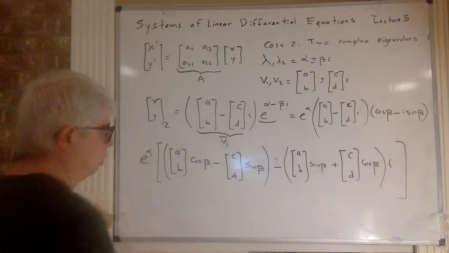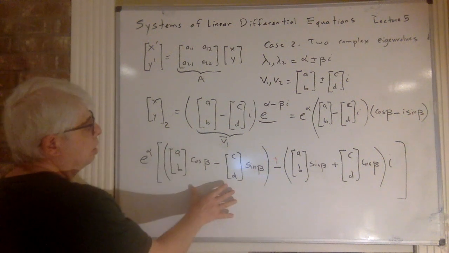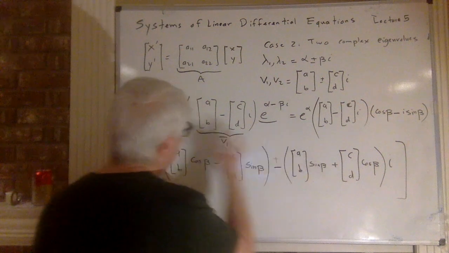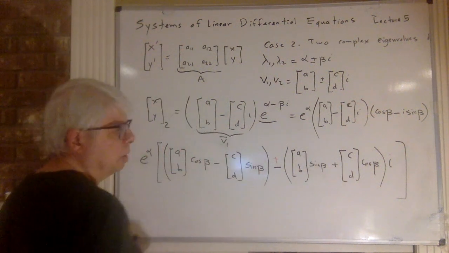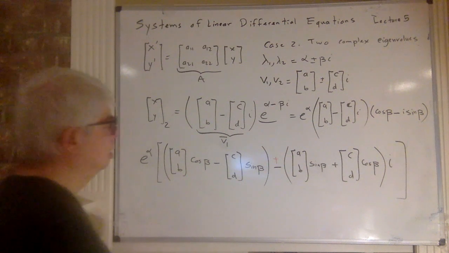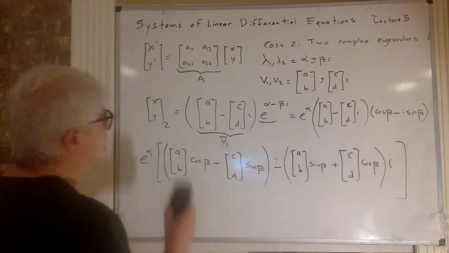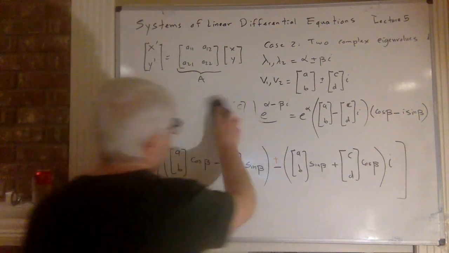In fact, what you see here, the first one is the linear combination of this and this. The second one is also a linear combination of this and this. So why not just choose them as solutions, not a linear combination of them? So I will choose them as solutions. So let me erase this.